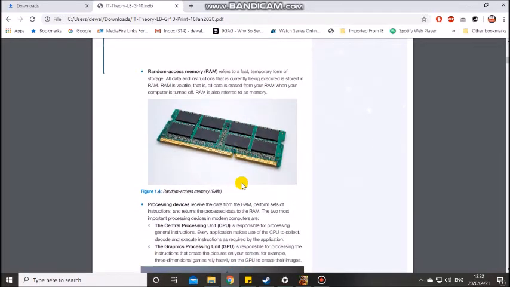Then random access memory, or we call it RAM. Some people would say it's a temporary form of storage. It is storage, but we mainly call it memory. All the data and instructions that a computer is currently busy with get stored in the RAM. They also say here that RAM is volatile, and if you can remember what volatile means, it is that as soon as the computer loses power, everything inside the RAM is erased.